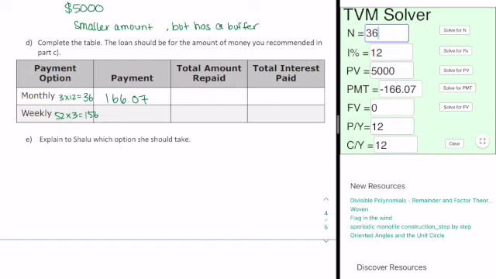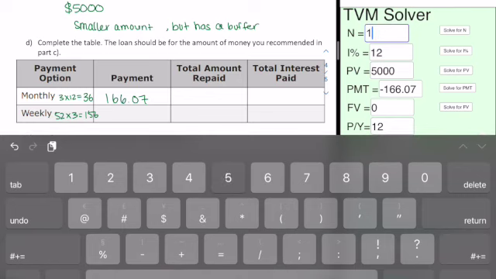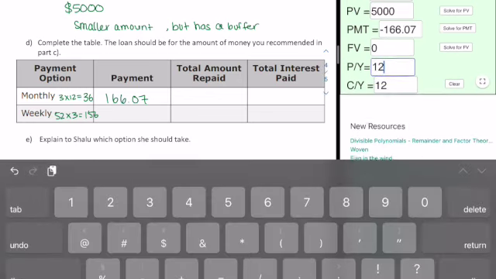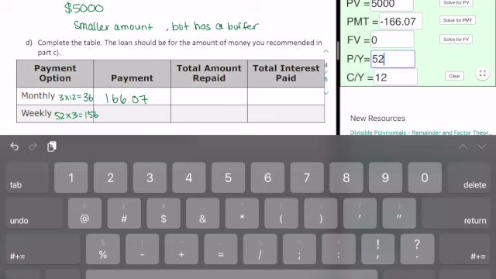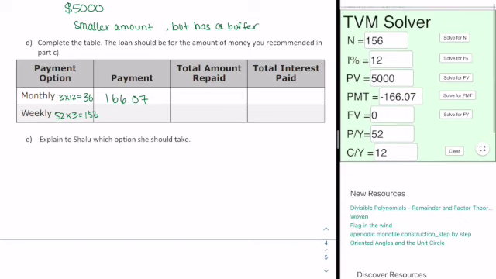So we'll change this over here to 156. And then also we must change this payments per year to 52 because she's paying every single week. So we'll solve for PMT, and this gives us 38.18. Now, to get the total amount repaid, you're going to do times 36 and then times 156. So here you get 5,978.52. And here you get 5,956.8.